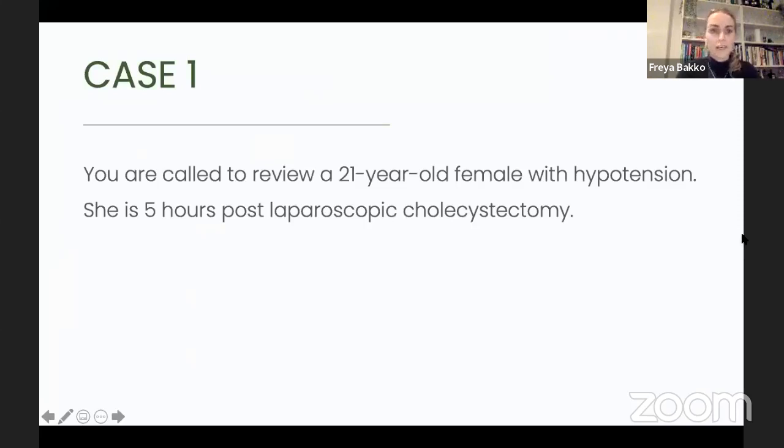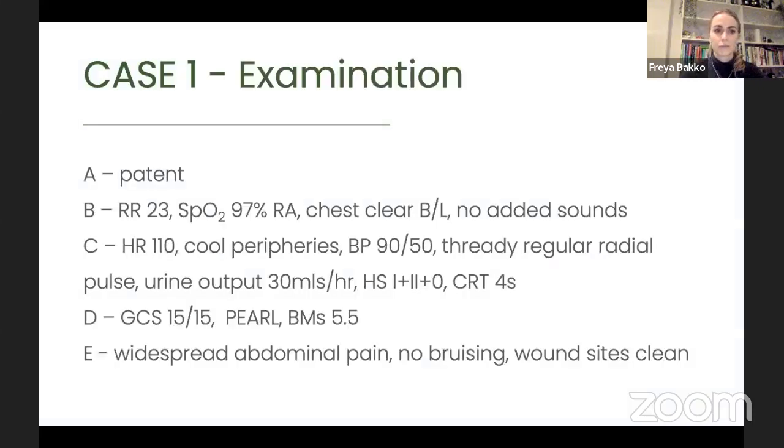Right, let's move on to our first case. So you are called to review a 21-year-old female with hypotension. She's about 5 hours post-laparoscopic cholecystectomy. So you start off with your examination.